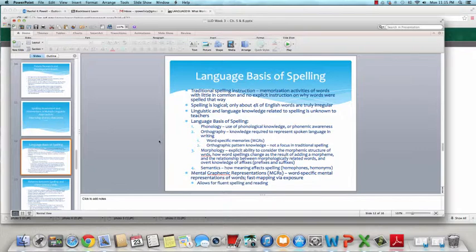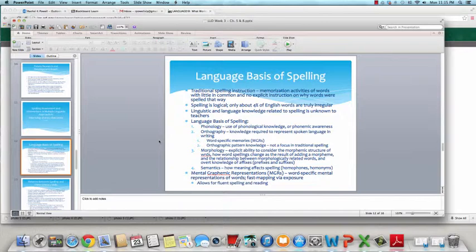Not only is spelling logical, but only about 4% of English words are truly irregular. For everything else, you can identify the nature of the spelling based on the morphology and morphological rules, the phonics rules, the root words and base words, Latin roots, Greek roots, French. So it all depends on where the word is coming from. When you analyze all of those components of the words, you truly have very few words that are irregular. The linguistic and language knowledge related to spelling, though, is really unknown to teachers, as I pointed out earlier.